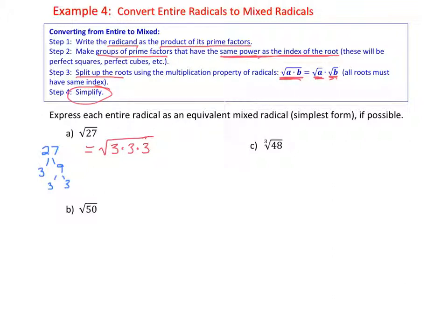Now because we have a square root, we're looking for perfect powers of 2. So 3 times 3 gives you a power of 2, and we can write that like 3 squared times 3.